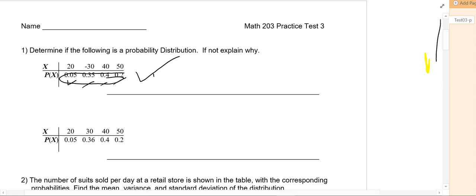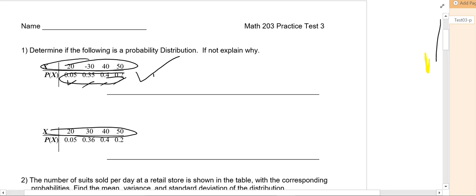For the second one, when I look at each individual probability, it's between 0 and 1. When I add them up, 5 and 36 is 41. 41 and 40 is 81. 81 and 20 is 101. So that's 101%, which is over 1. So this one cannot be a probability distribution. Notice I don't care about the outcomes. The outcomes are not my concern. Outcomes are just what they are, whatever they are.